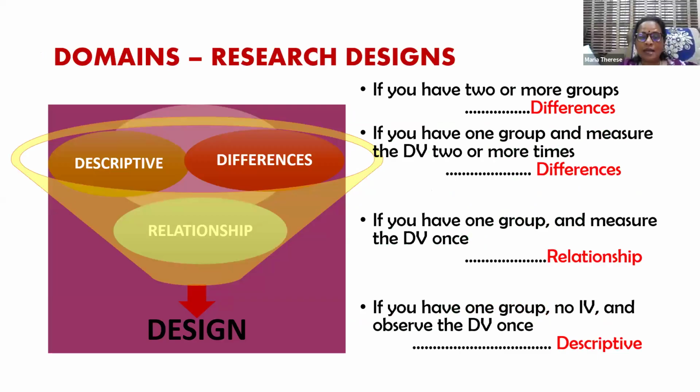Here there are three domains: descriptive, differences, and relationship, as you can see on the screen. If you are going to find out the difference between two or more groups, you have differences. And if you have one group and measure a dependent variable two or more times, again you will find the differences. If you want to relate two groups or measure the independent variables once, it is called a relationship. And if you have one group, there is no independent variable, and you observe the dependent variable, it is descriptive.